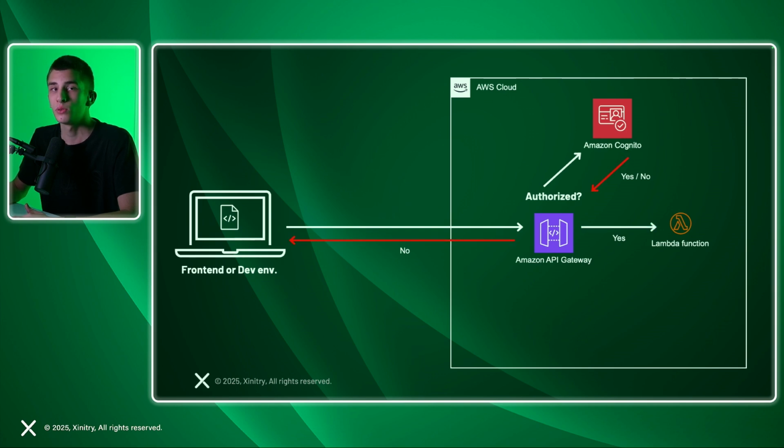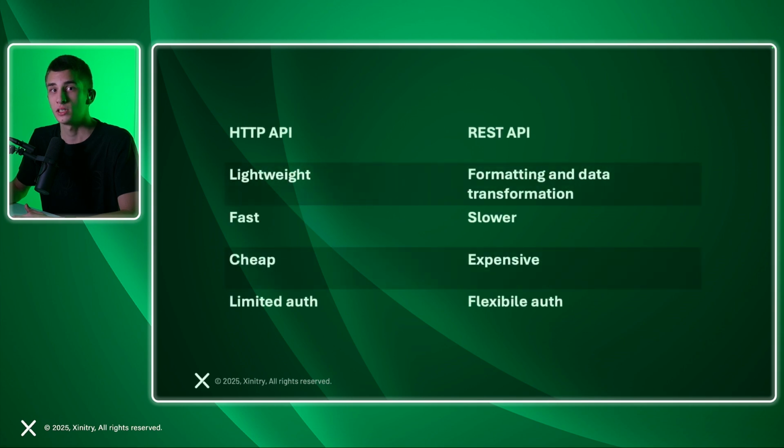But before we dive into this approach, let's quickly clear up an important distinction: HTTP APIs versus REST APIs. HTTP APIs are lightweight, fast, and cheaper, but the security options are limited. You can only protect them with API keys. REST APIs, on the other hand, are a bit slower and more expensive, but they give you the flexibility to use advanced authorizers, like Cognito user pools or even Lambda-based authorizers. REST APIs also handle more formatting and data transformation, which adds overhead, but it can be useful in some scenarios.